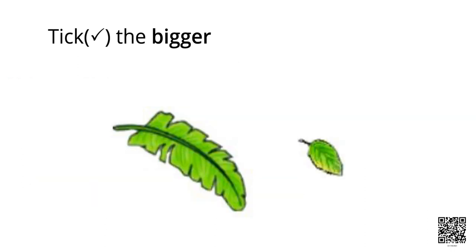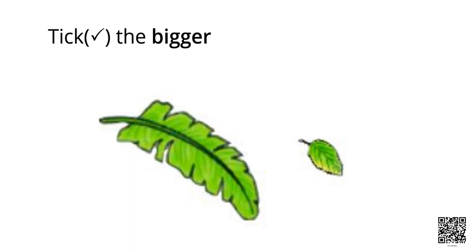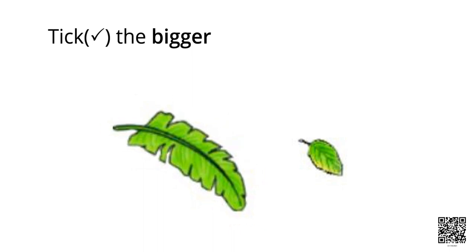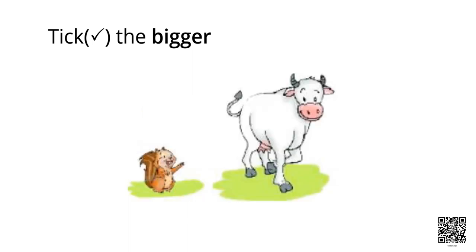So, now you look at these two pictures. What do you see? Leaves. Correct. Well done. Okay, so now you tell which of these two green leaves is bigger than the other. Look carefully. This. Wow. Yes, you did a great job. Yes, this one is bigger than the other leaf. So let's put a tick mark over the bigger one. Hey, see, what a cute little squirrel.